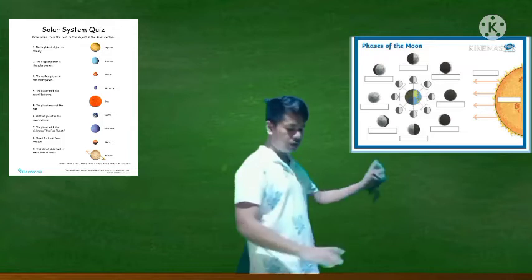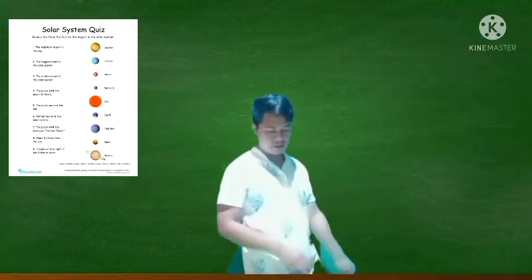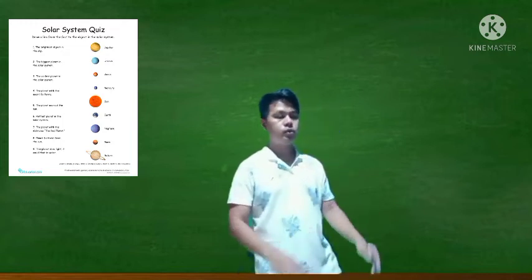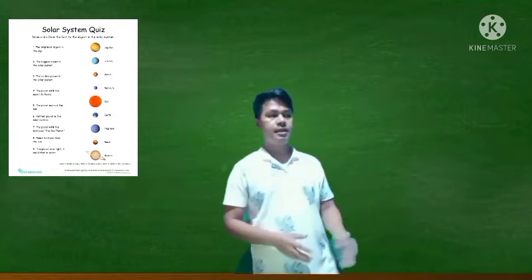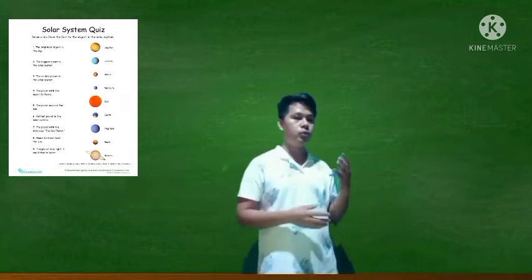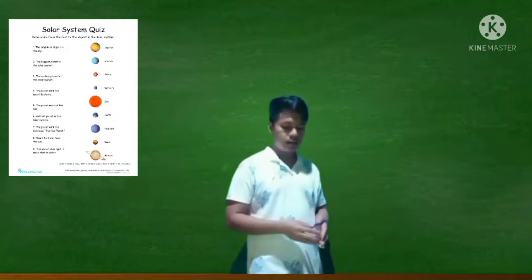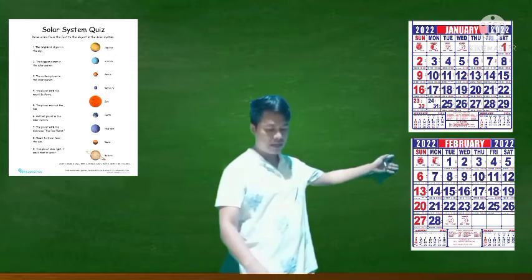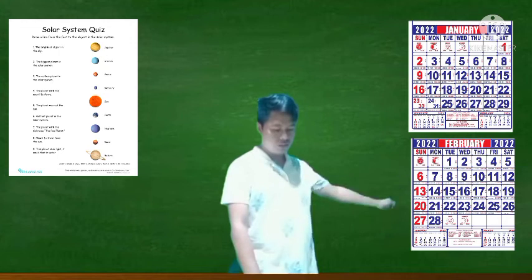Alright, grade 5, how are you doing? You may now pass your paper in front. So for now, for your group work, I want you to divide the class into 2 groups, and each group must select their own leader and reporter. For we will be having an output presentation later. And for now, I will be giving you these 2 sets of calendars, and you are going to identify the phases of the moon in it.